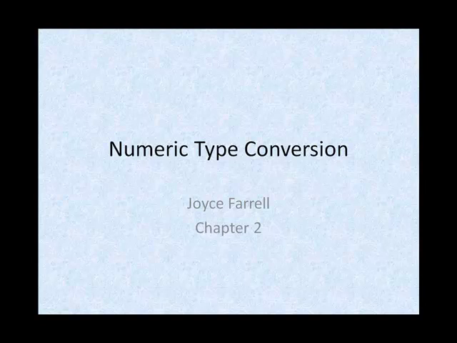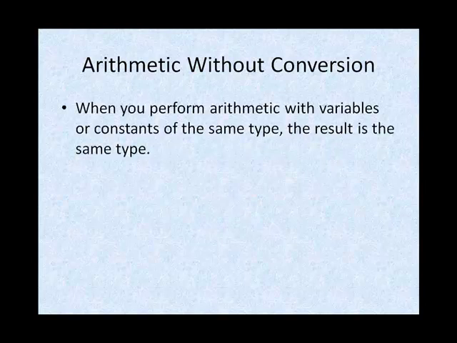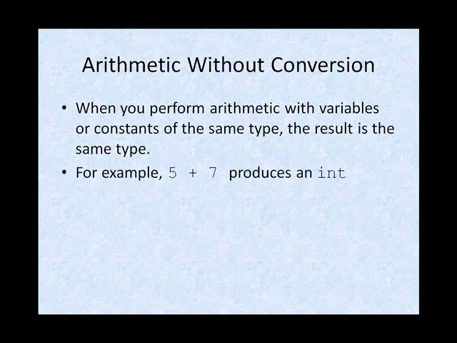Let's talk about numeric type conversion. Many times when you perform arithmetic, there's no conversion. When you perform arithmetic with variables or constants that have the same data type, the result is the same type. For example, if you add 5 plus 7, the result is an int because 5 and 7 are both ints.